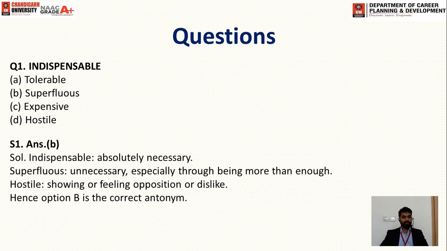So option B: indispensable is absolutely necessary. Superfluous is unnecessary, especially through being more than enough. When you have something more than enough, that means it is not necessary to have that extra quantity of that particular thing. Hostile is showing or feeling opposition or dislike. So the correct antonym for indispensable is option number B.